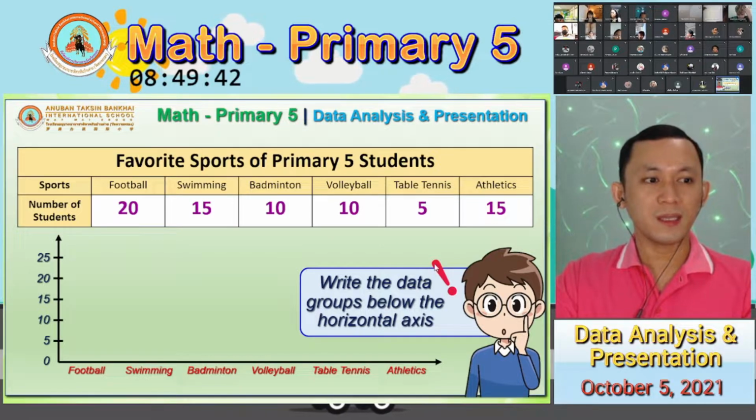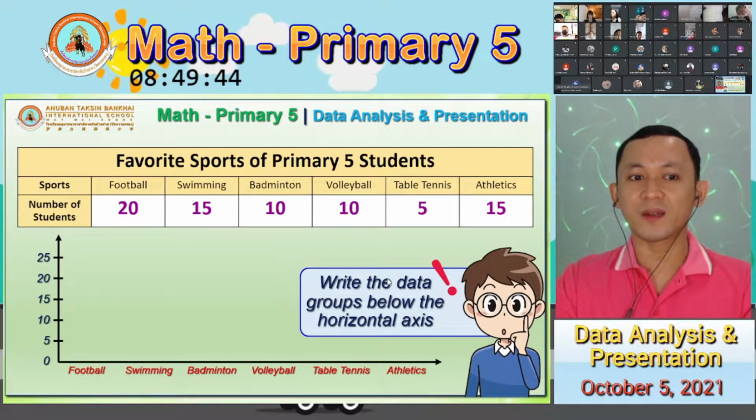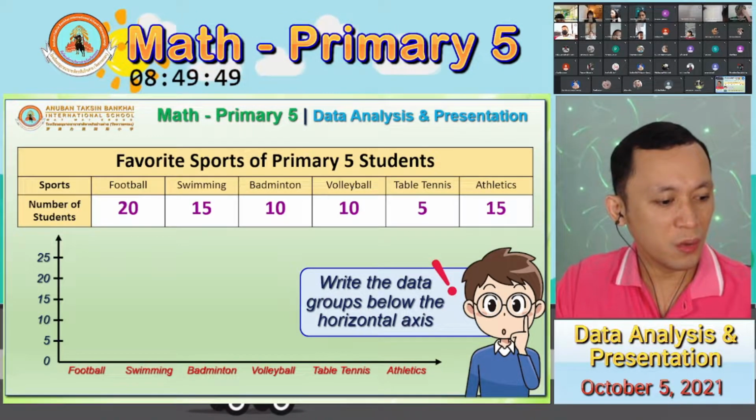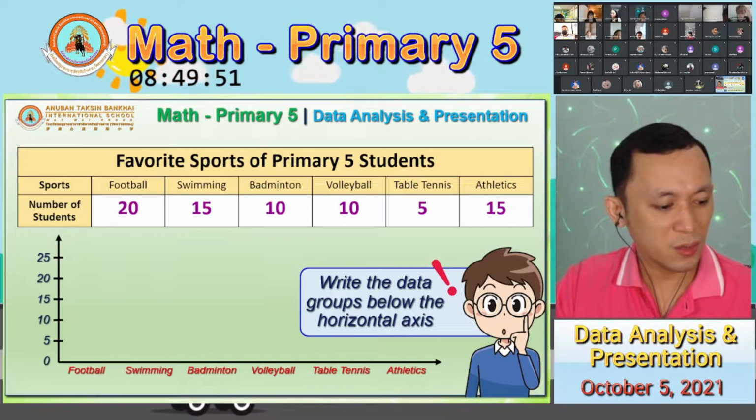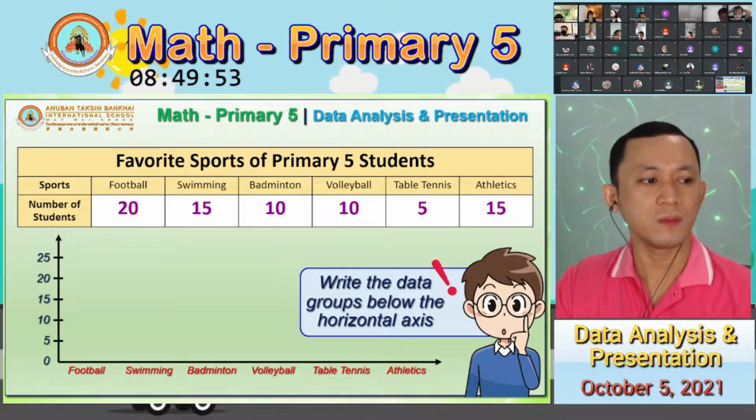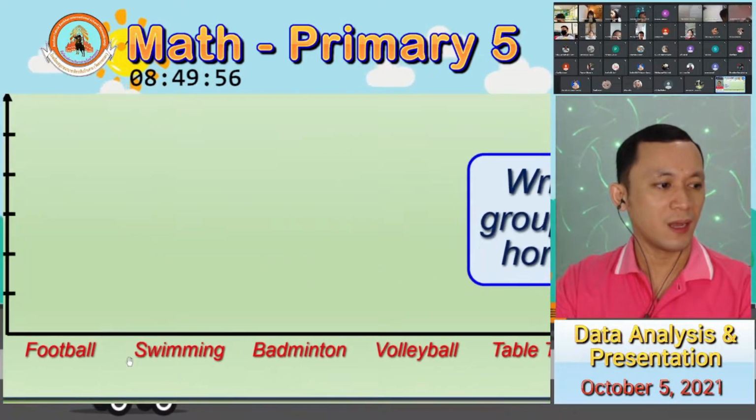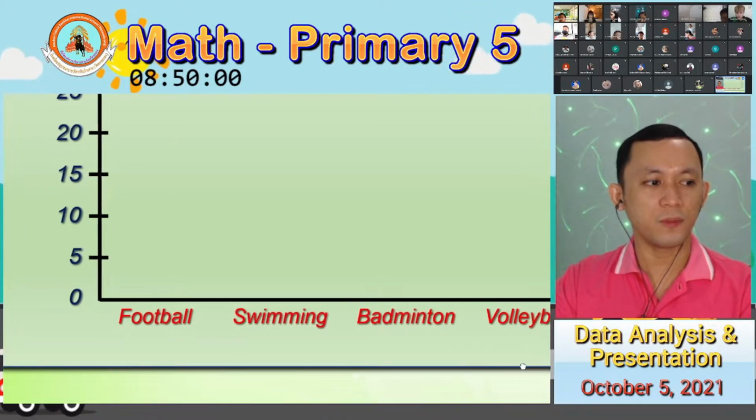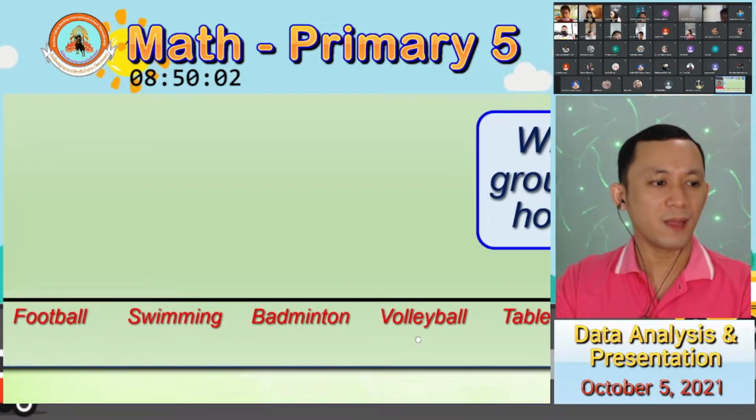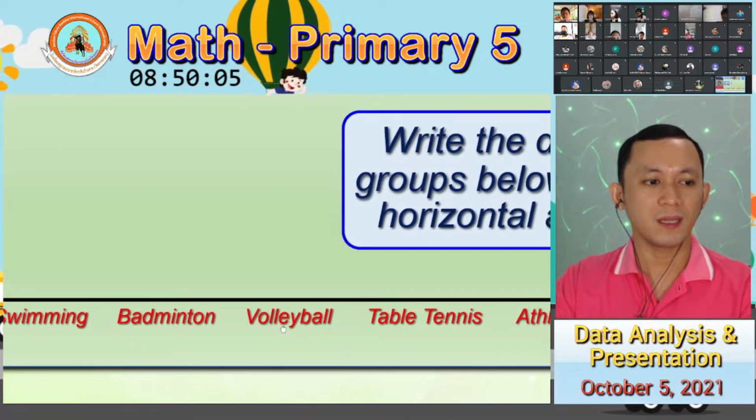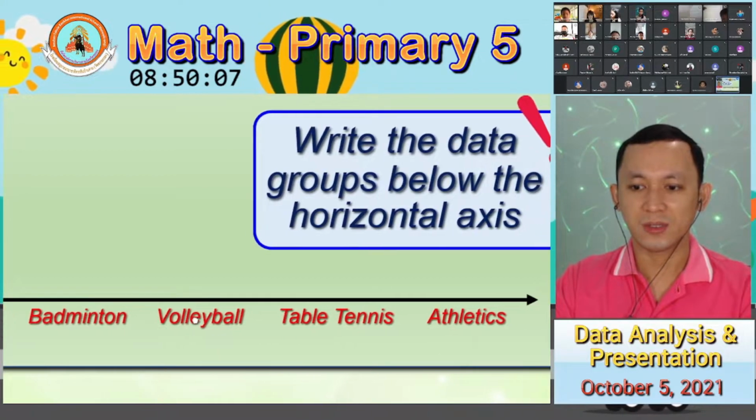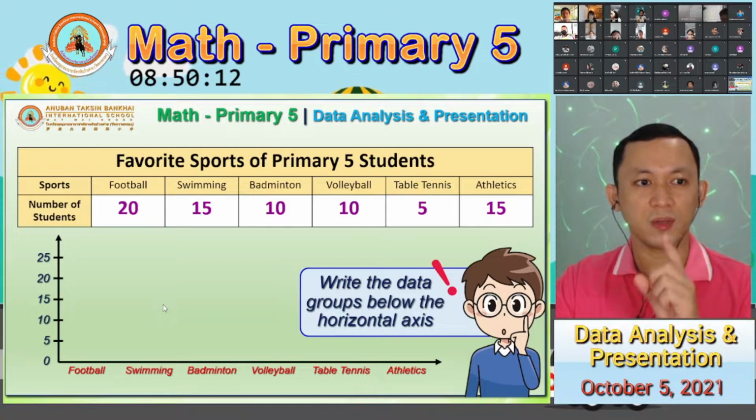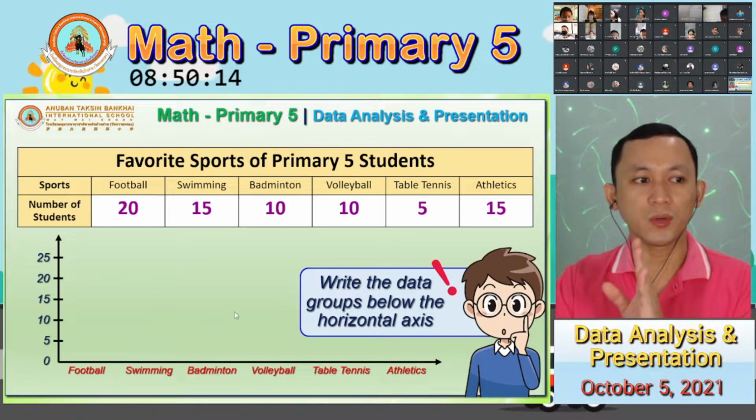Next, we are going to write the data groups below the horizontal axis. So in this example, our data groups are the sports, right? We have football, swimming, badminton, volleyball, table tennis, and athletics. We are going to write these down below. Again, that is what we call data groups.